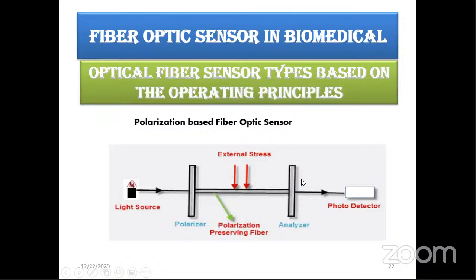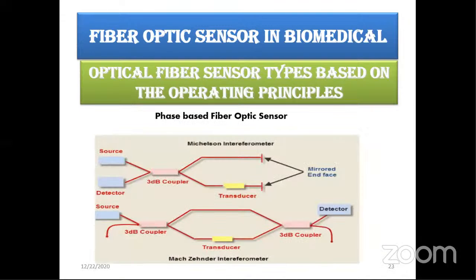Generally, these types of fibers, polarization fibers, are used in signal processing applications. And the next type is phase-based fiber optic sensors, based on the operating principles. This is the third type. These types of sensors are used to change the emitted light information signal, wherein the signal is absorbed by the phase-based fiber optic sensor.